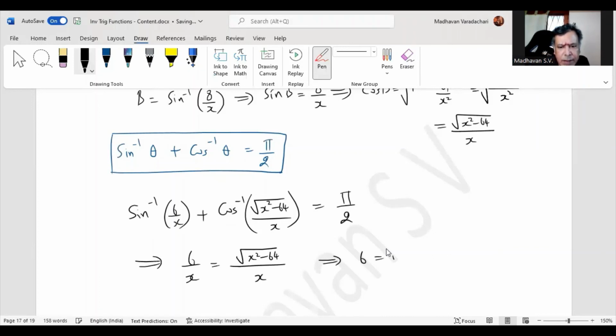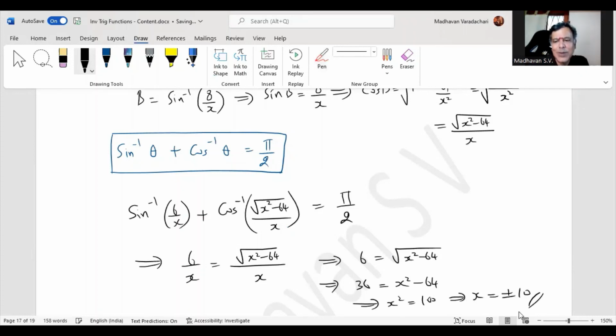Or I can simply write 6 is equal to root of x square minus 64. Now squaring on both sides, we get 36 equal to x square minus 64, which means x square is 100, or x is plus or minus 10. So that is the result for this particular problem.